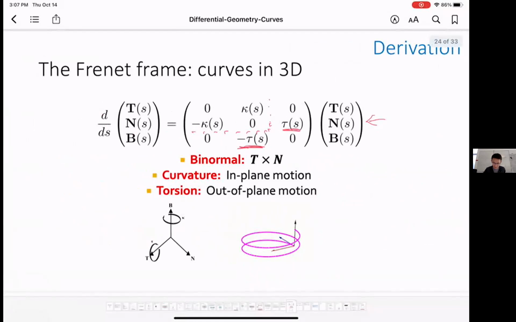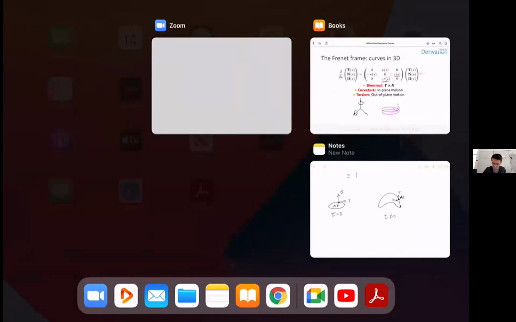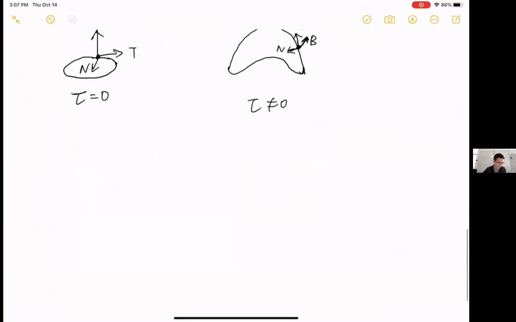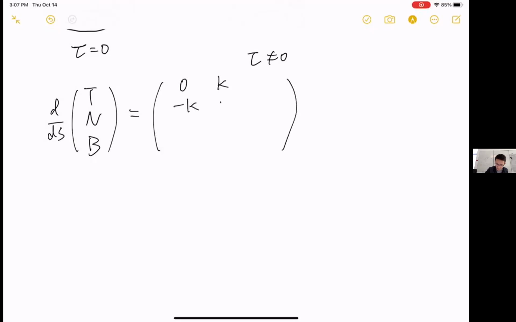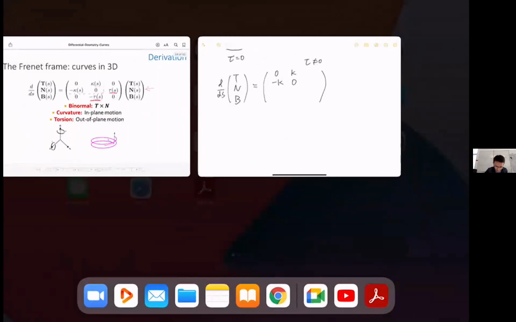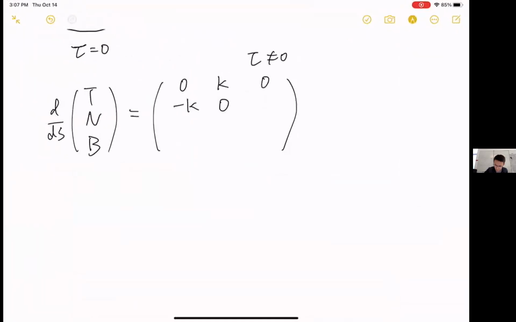The Frenet frame in the 3D case. Let me just copy it here. We now have T, N, B, three things. What we are trying to claim is this matrix: 0, K, 0; negative K, 0, tau; 0, negative tau, 0; multiplied by T, N, B. Sometimes in the literature, this kind of coordinate frame is also referred to as the TNB frame. So when you see the TNB frame, you know what they are talking about.